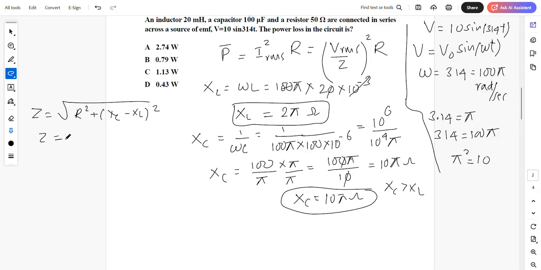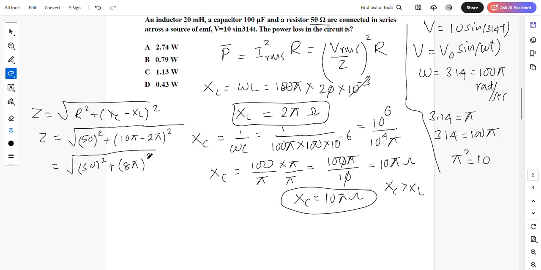Z is equal to square root of, how much is R? They have given R is 50 ohm. 50 the whole square plus, how much is XC? 10 pi. How much is XL? 2 pi, the whole square. That is equal to square root of 50 the whole square plus 10 pi minus 2 pi, which is 8 pi, the whole square.